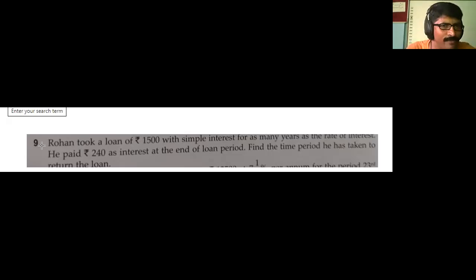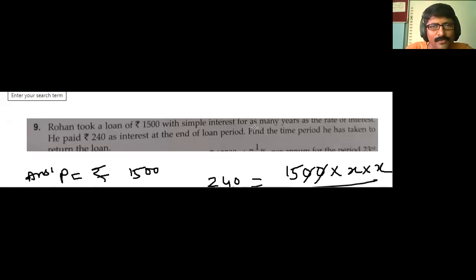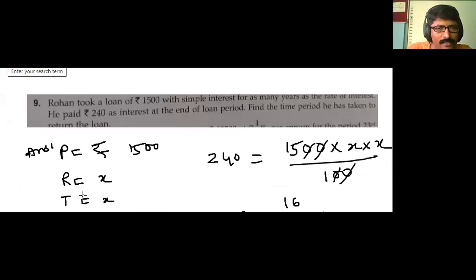Let's start with question number 9. Rohan took a loan of rupees 1500. Loan of rupees 1500 means it becomes the principal. Principal is rupees 1500, with simple interest for as many years as the rate of interest. That means the rate of interest and the time are the same. If they are the same, then we're assuming it is x and x.